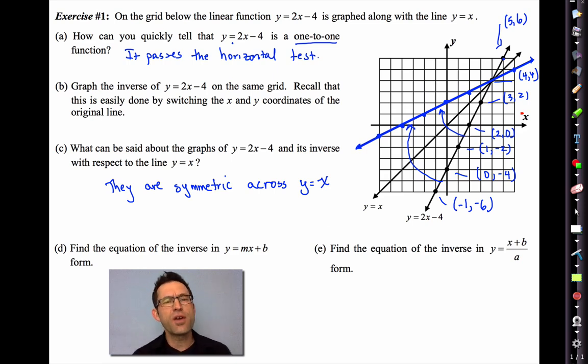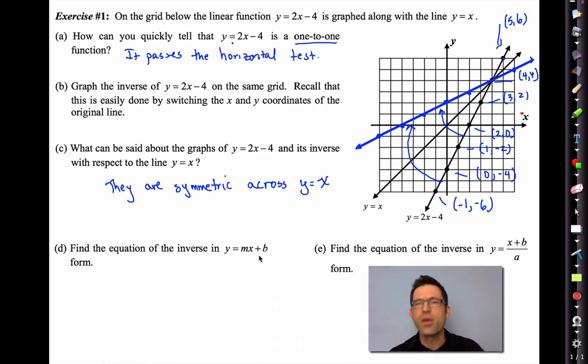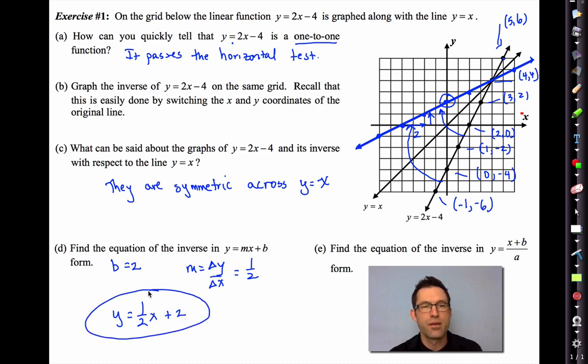Now letter D says, find the equation of the inverse in y equals mx plus b form. Well, we can do that pretty easily. Let's just take a look. It's got a y-intercept of 2. Right, it's right here. Its slope, well, if I go 2 to the right and 1 up, it looks like its slope, change in y divided by the change in x, will be 1 over 2. So that's going to be y equals 1/2 x plus 2. All right, that's easy enough.